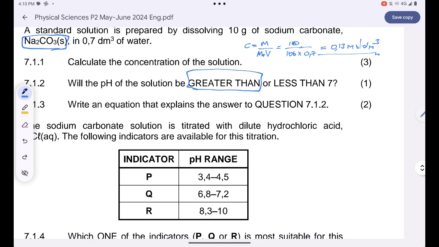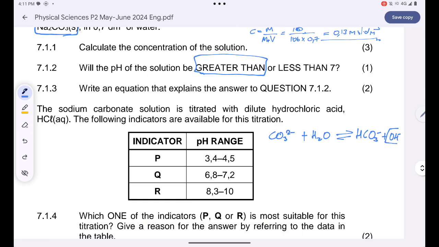Let's take our carbonate ion and ionize it in water. We have CO3 2- plus water. So this will simply give us HCO3- plus OH-. So on our product, we simply have OH- ions in excess. Whenever we have OH- ions in excess, it simply means that the solution will be alkaline, or basic. It wouldn't be acidic, but it will be basic. So that's why the pH is greater than 7.